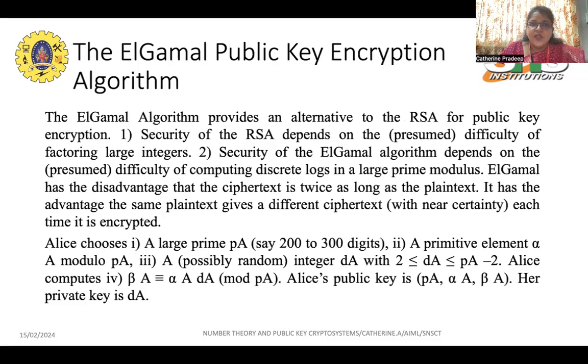This is how the ElGamal public key cryptosystem works. The difficulty of computing discrete logs in a large prime modulus is what secures ElGamal, whereas the security of RSA relies on factoring large integers, the two large prime numbers. That is all about the ElGamal public key cryptosystem. I hope you all understood. Thank you.